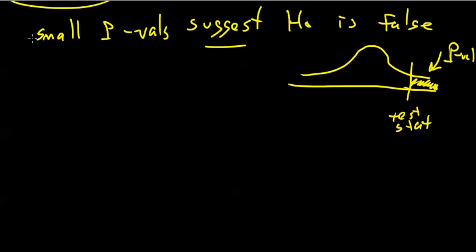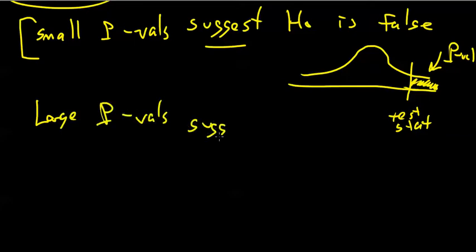So small p-values suggest H0 is false, and conversely, large p-values suggest H0 is true. In other words, there was nothing wrong with the original hypothesis, and the new data has failed in its quest to bring down H0.